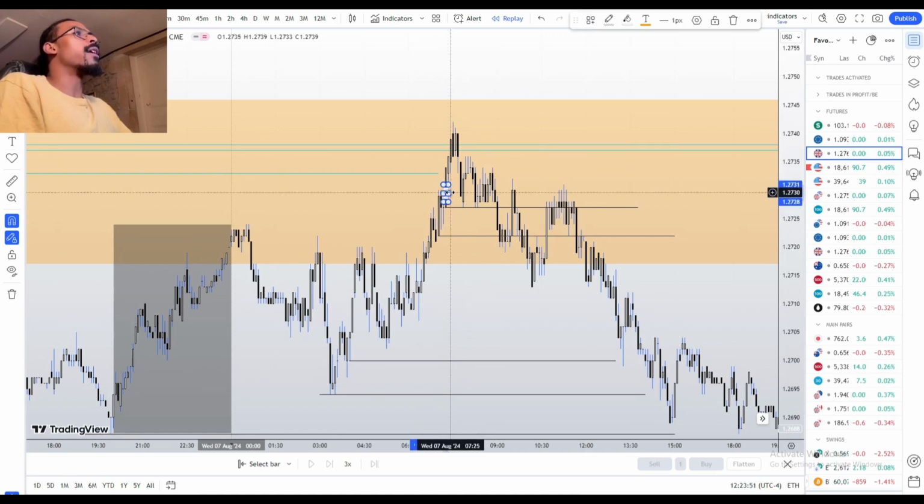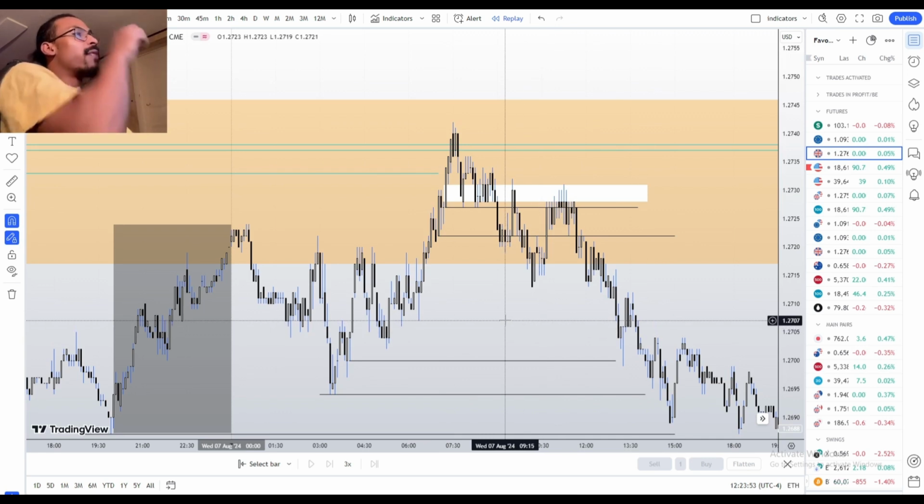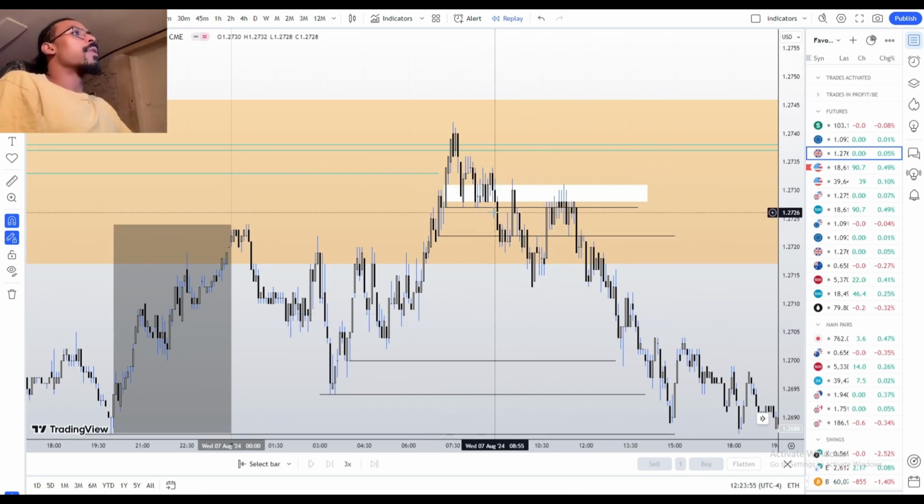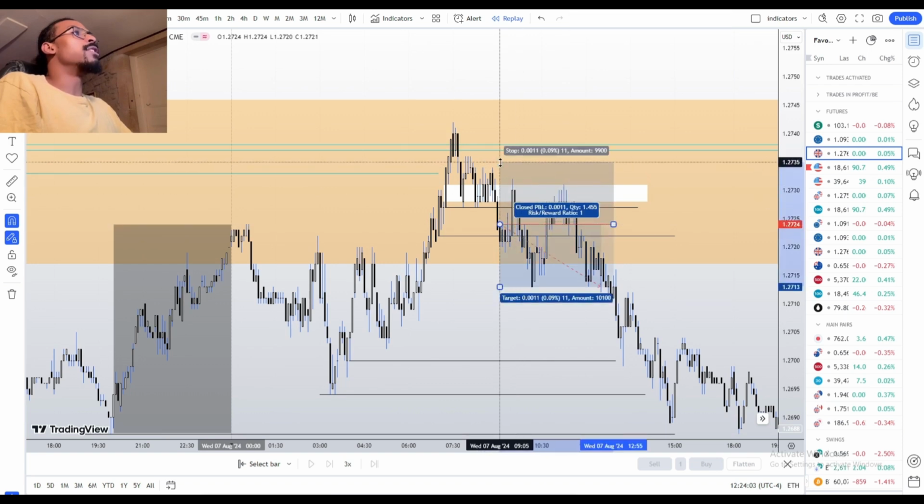So let me go ahead and mark that out. Boom, right? That inversion fair value gap. My first entry after price had went through this down candle, my first entry was this bearish FVG there.